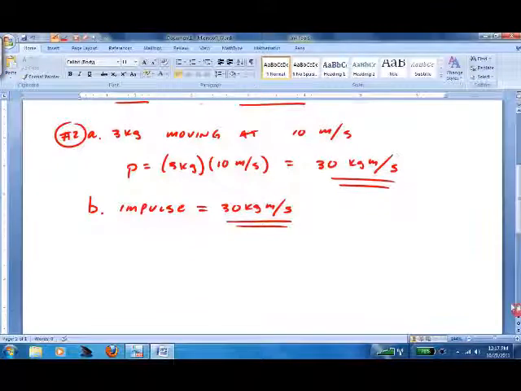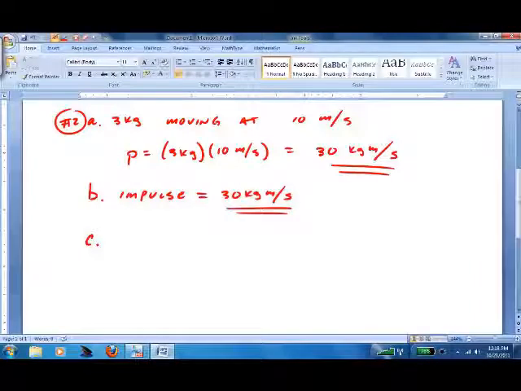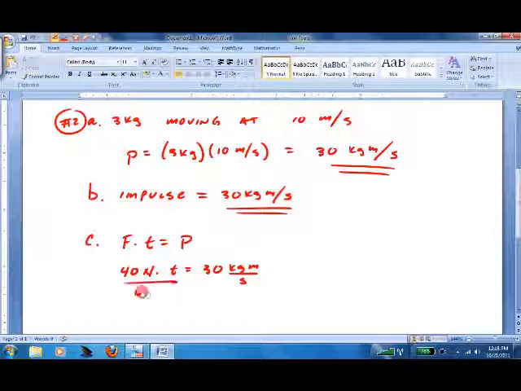And finally, C says, all right, well, if we give it a constant 40 Newton force, how long does the force act? All right, so force times time equals momentum. Actually, we call it change, but we can just use momentum for now. We know that the force is 40 newtons. We don't know the time. We know the momentum's 30 kilogram meters per second. Divide both sides by 40 newtons, and the time is 0.75 seconds. How do I know it's seconds with all this mess? Well, if you keep everything in kilograms, meters, newtons, and seconds, time is always going to be in seconds.